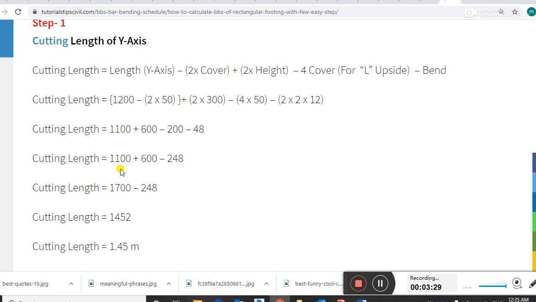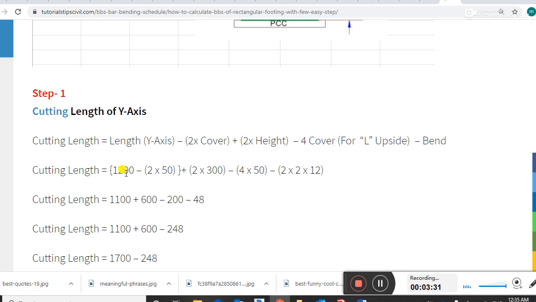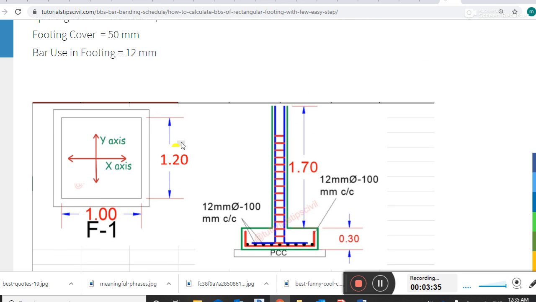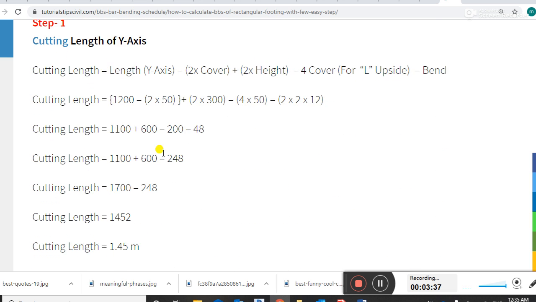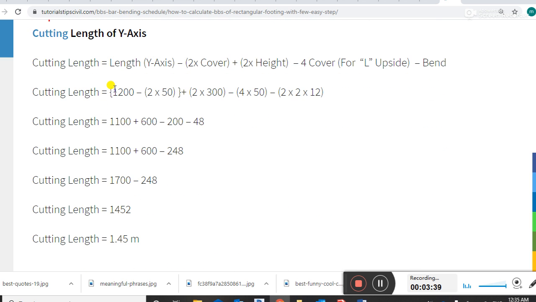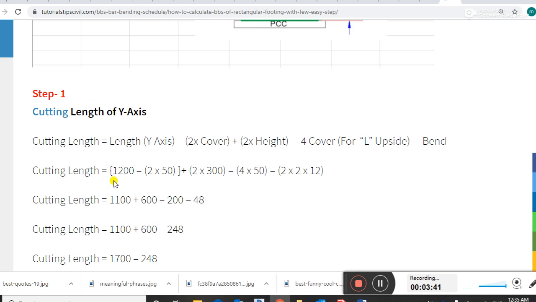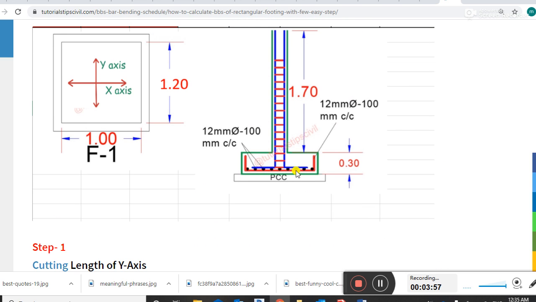Cutting length is equal to length in y-axis. Guys, this is in millimeter. We have 1.2, this is the length in y-axis. We just put the values and calculate the final. 1.2 meter is 1200 millimeter minus 2 into cover. 2 is in the formula and cover is 50 millimeter, plus 2 into height. Height is how much?